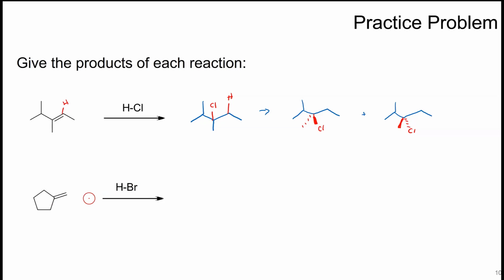If we add HBr to an alkene that is part of a ring system, the mechanism is the same. The carbon here has 2 hydrogens, this has 0. So this carbon will get the hydrogen, this will get the halogen. And this is not a chiral center, so we don't have to worry about stereochemistry.